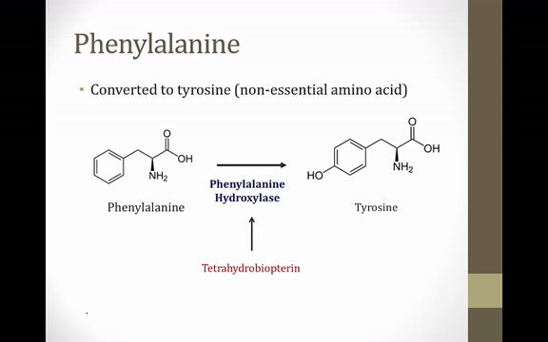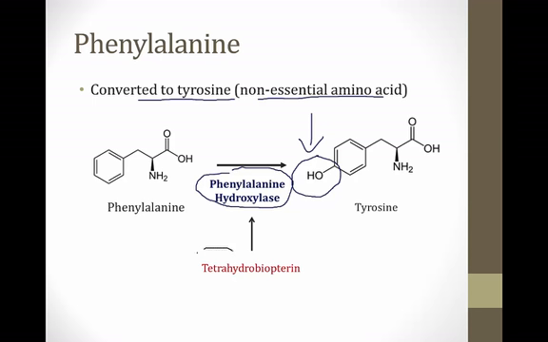And the first step in phenylalanine metabolism is to convert it to the amino acid tyrosine. This is an easy way to remember that tyrosine is therefore non-essential because it can be derived from phenylalanine. The enzyme that converts phenylalanine to tyrosine is called phenylalanine hydroxylase, and its job is to add a hydroxyl group, an OH group, to phenylalanine. The difference between tyrosine and phenylalanine is the addition of this OH group right here. And phenylalanine hydroxylase requires a cofactor called tetrahydrobiopterin, and let's talk about that now.